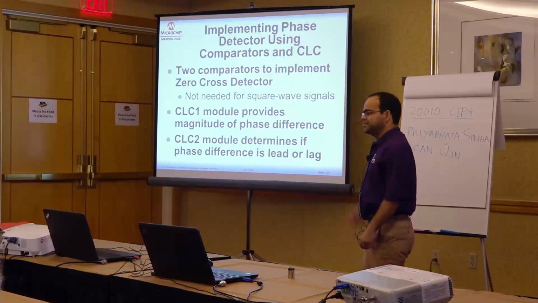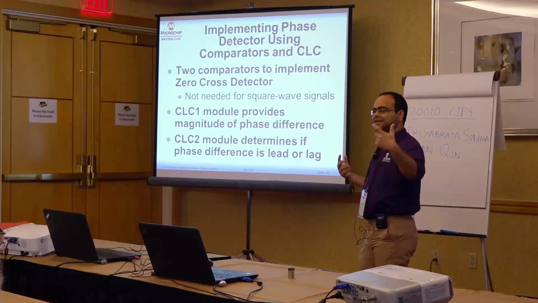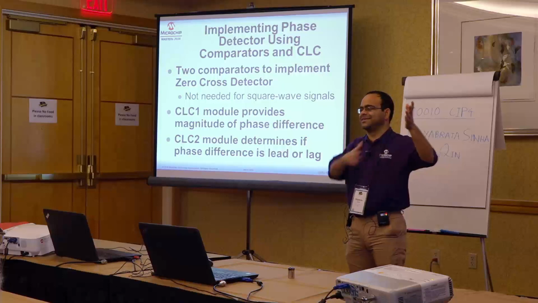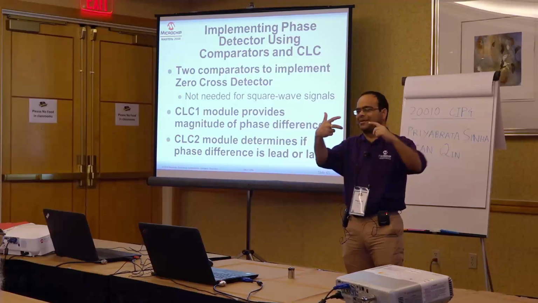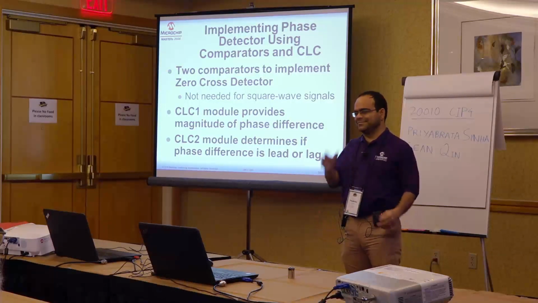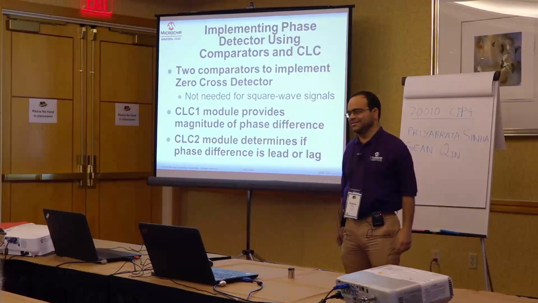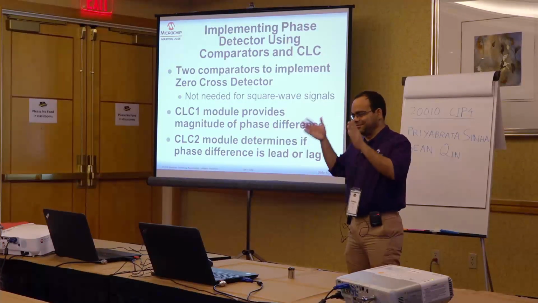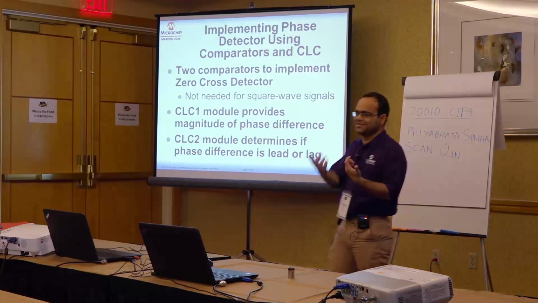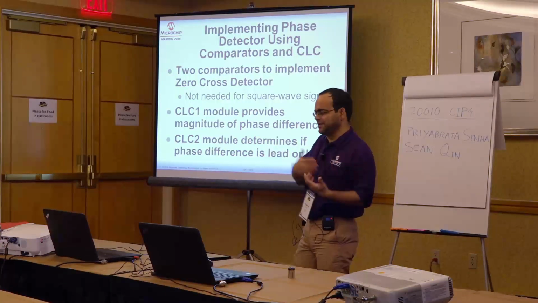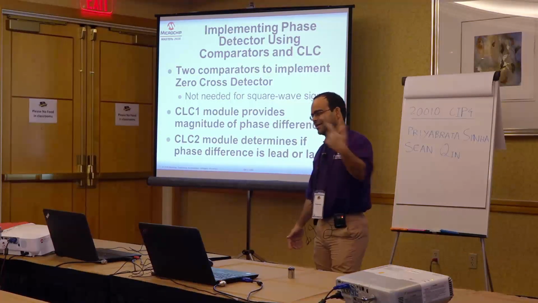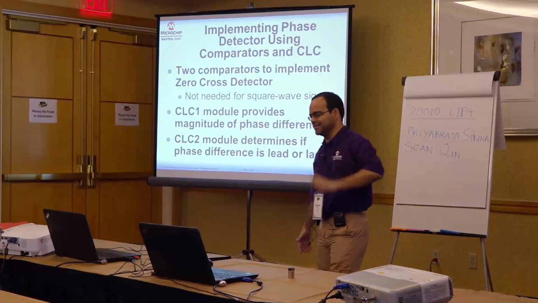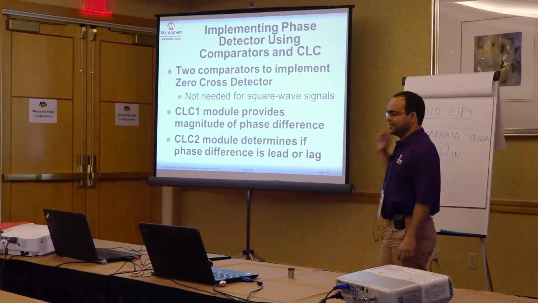And for this we need two comparators if the input signals are analog signals. So, let us say they are sinusoidal waves, you need comparators to serve as a zero cross detector. So, you basically convert that into a square wave. But if the input signals are digital signals or square wave signals, then you would not need these two comparators. You can directly provide the signals into the CLC modules. And you would need two CLC modules.